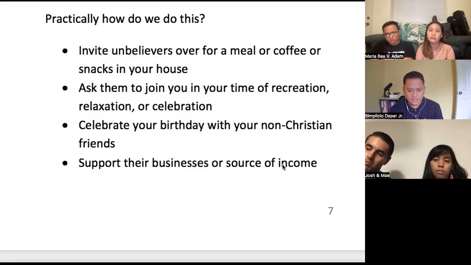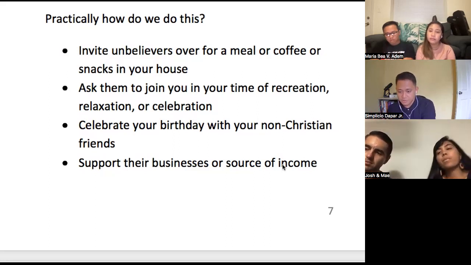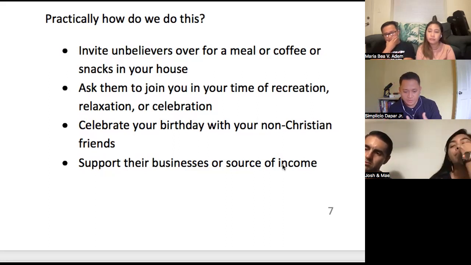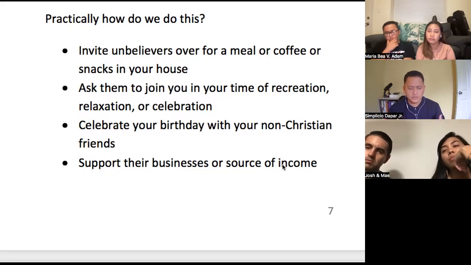Spend time with them. Celebrate your birthday with your non-Christian friends. How about that? We always celebrate our birthdays with Christian friends, saying encouraging words to each other for years, and there's nothing wrong with that. But if you want to be an evangelist and a discipler, and if you have extra time and extra money, you can celebrate with your church mates and also spend a little bit of money or time celebrating with your non-Christian friends, one person, two people, just so you can build this culture in you to really reach out and make disciples. Or if they have businesses, support their businesses or source of income.